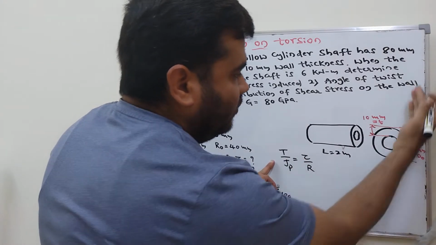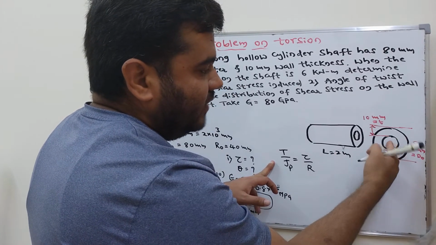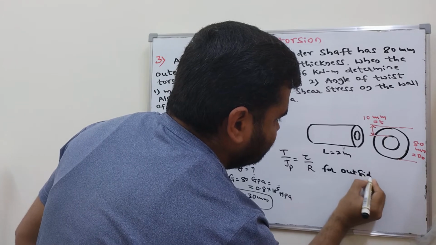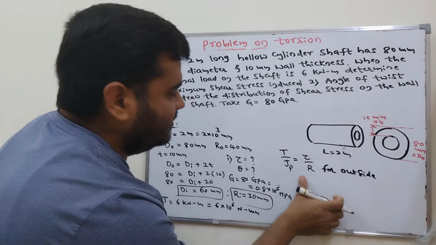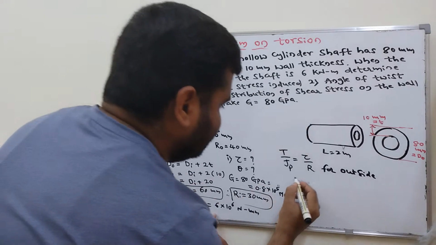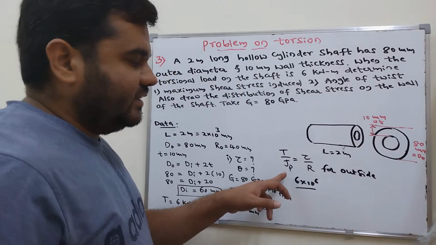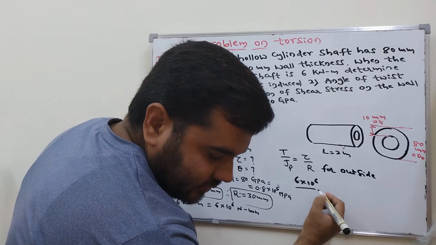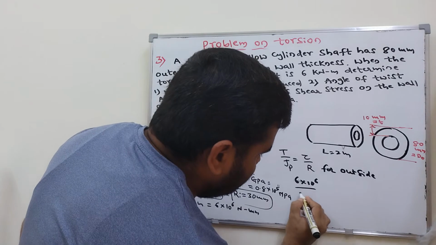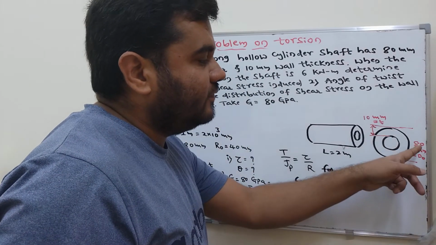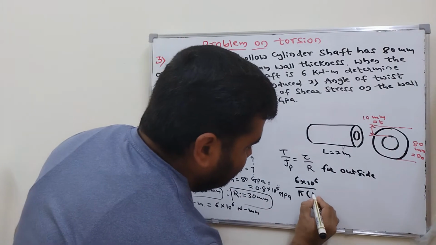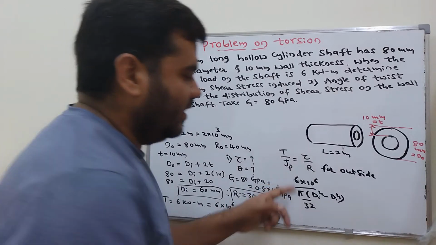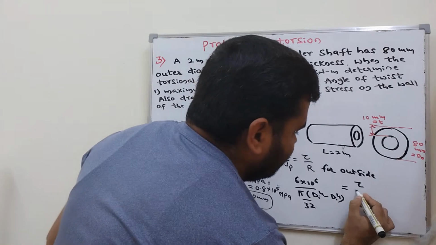The shear stress is maximum at the outside and zero at the center. So first for the outside, take T. The torsional moment is 6 into 10 raised to 6 divided by the polar moment of inertia. The formula for the polar moment of inertia is pi d raised to 4 divided by 32. For the hollow shaft, that is pi times d naught raised to 4 minus di raised to 4, divided by 32. This equals tau divided by R.